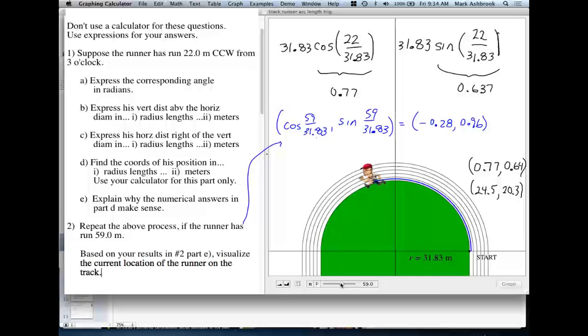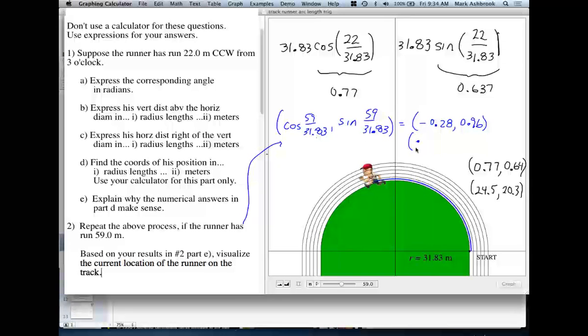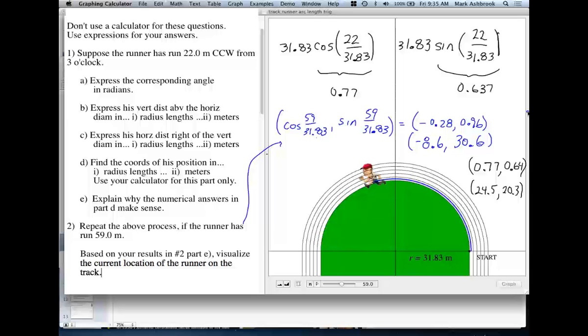And so then in meters, negative 8.6 and 30.6. Those numbers should make sense, knowing that our radius is 31.83. He's about negative 9 meters to the left, and almost 31 meters up, 30.6 meters.